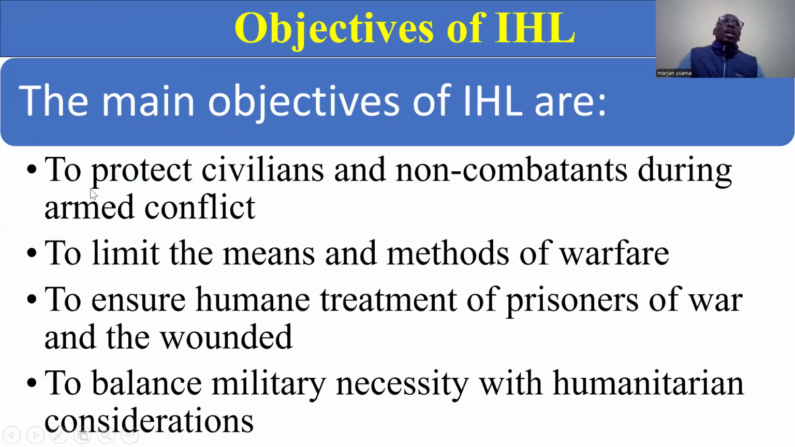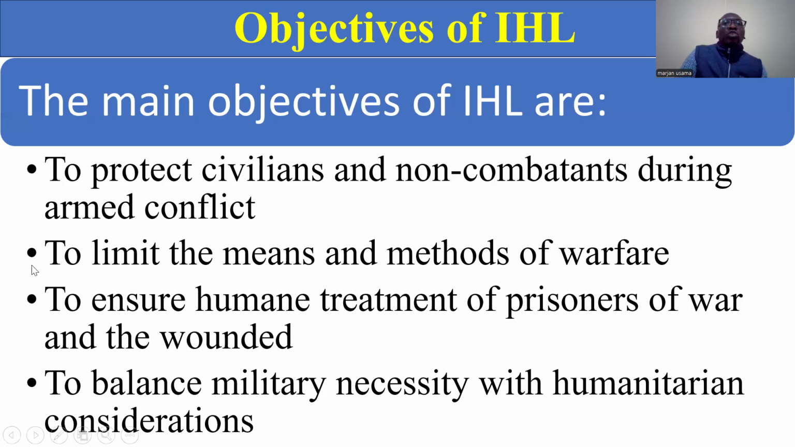Now, this is important. What are the objectives of international humanitarian law? The main objective, number 1, is to protect civilians and non-combatants during armed conflict. For example, if there is a war between Israel and Palestine, what is the responsibility of this law? To protect the civilians and non-combatants. Non-combatants means people who are not fighting. So we need to protect them.